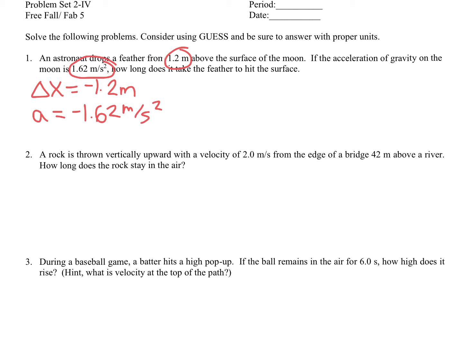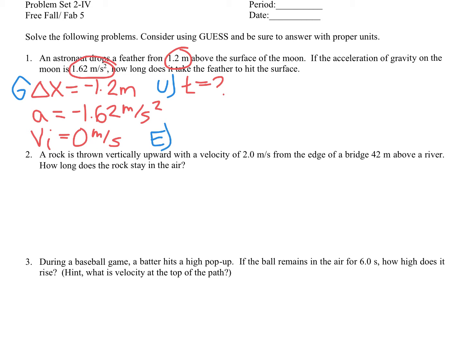So looks like a question I'm going to have is how long? So I'm looking for time. So if I'm doing my GUESS method, my unknown is t. My given is displacement, acceleration, and something else. Let's see. Oh, if I'm going to drop it out of my hand and onto the ground, I can assume my initial velocity is 0 meters per second. Great. Now that I have that, I've got to figure out which equation I'm going to use.